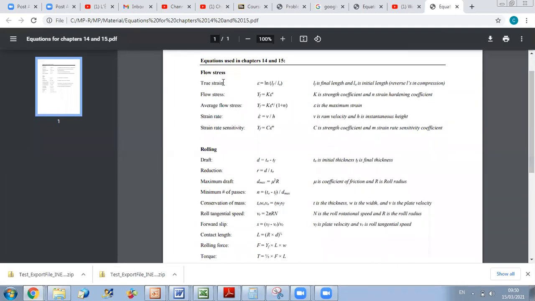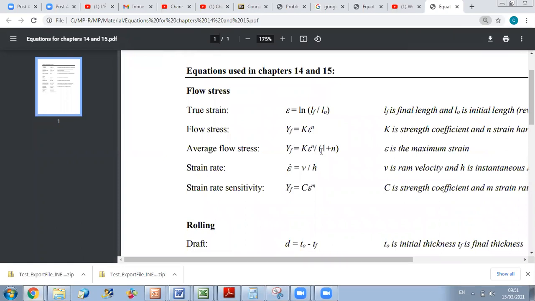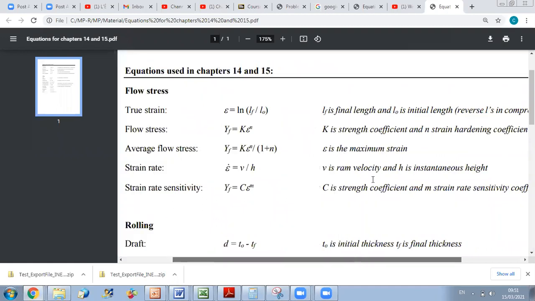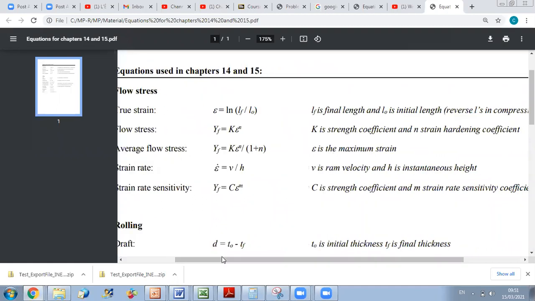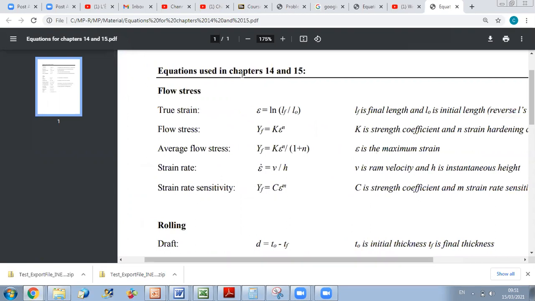So here you can see all formulas of chapters 14 and 15, which were covered. You should know a true strain is L final over L0. Flow stress is given by YF equal to K epsilon^n. Average flow stress is given by K epsilon^n over 1 plus n. The strain rate is v over h, where v is the ram velocity and h is the instantaneous height. The strain rate sensitivity equation is C times epsilon dot to the power m. All of these equations, we found them in the problems we did today.